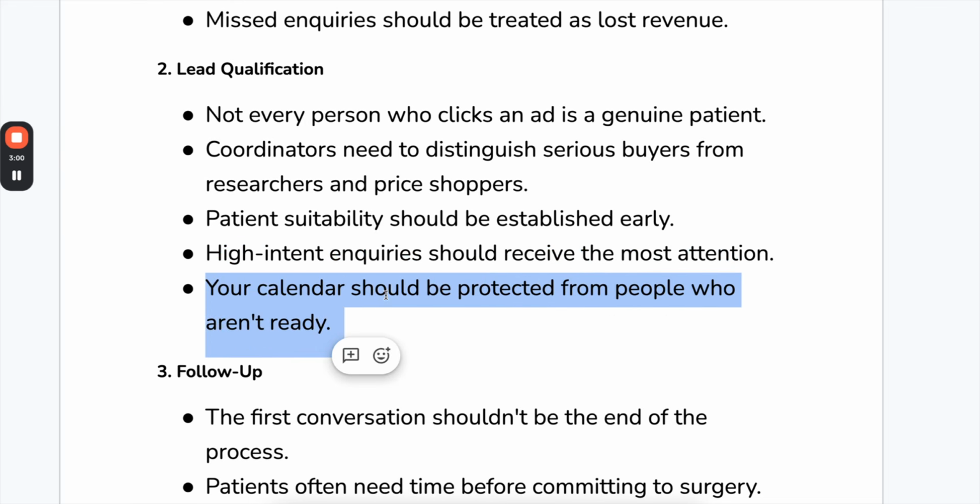Your calendar should be protected from people who aren't ready. So there's going to be a lot of people who are not ready to buy, not ready to become patients and not ready for surgery. You don't need to get rid of them or lose them. You need to put them into a different CRM, a different list, so another person can get back to these people at the right time.